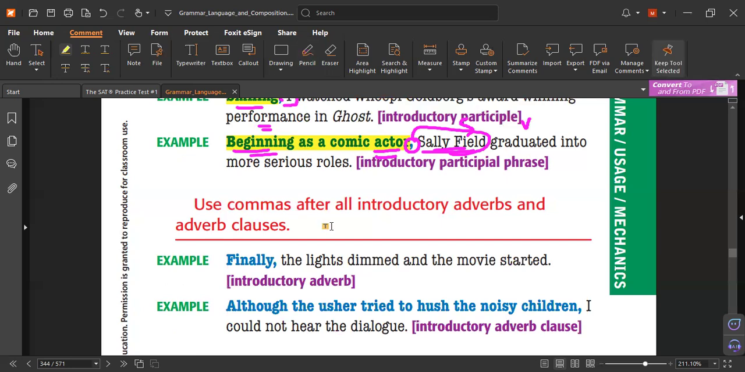Again, use commas after all introductory adverbs. Okay, we already understand it. Do you remember the conjunctive adverbs? Finally, in the end, in the long run, last but not least, all these expressions. If you want to use them at the beginning, you need a comma. Is the comma necessary? Yes, necessary.